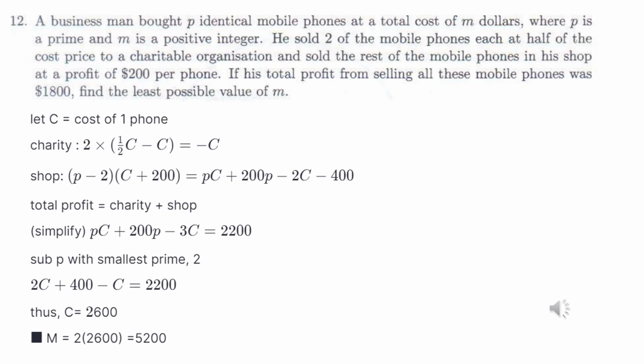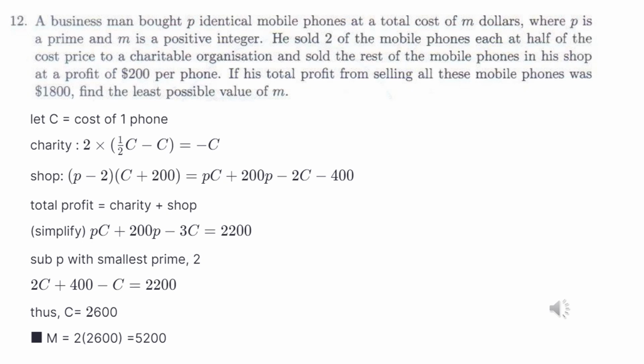He sold two mobile phones at half the cost price each to an organization and sold the rest in his shop at a profit of $200 per phone. So what does it mean? It means he sold it at $200 more than the original price. So do not get tricked by the profit keyword. His total profit from all these phones, meaning from the shop and from the organization, is $1,800. Find the least possible value of M.